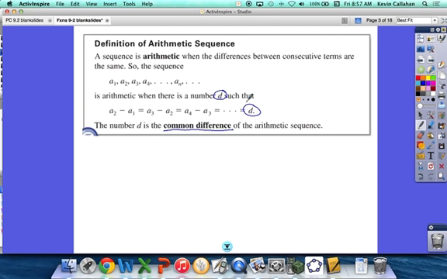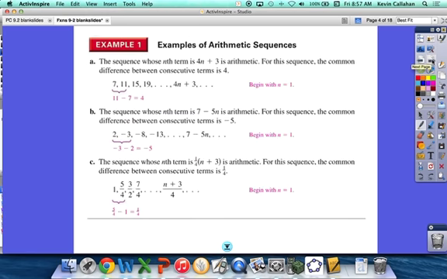I think the main thing you need off of this slide is just that arithmetic is when the difference between consecutive terms is constant, and that difference is the common difference, lowercase letter d. So, just some examples of that.